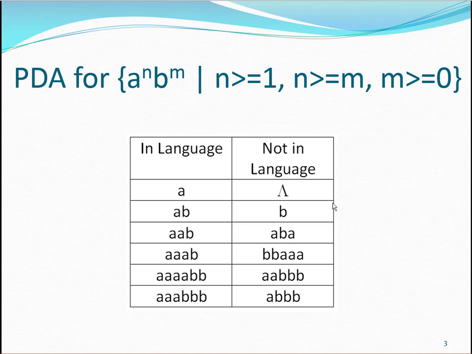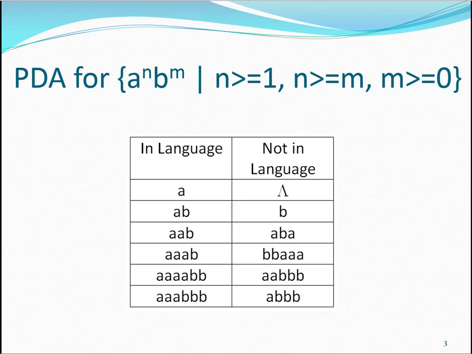If we look at just some examples of strings that are in the language and not in the language, remember, it's more A's than B's, or at least the same number of A's and B's. So all of these strings here are in the language. Lambda's not in it because you have to have at least one A. B's not in it because there's no A's and we have to have more A's than B's or the same number. And here's some more strings that aren't in that language.